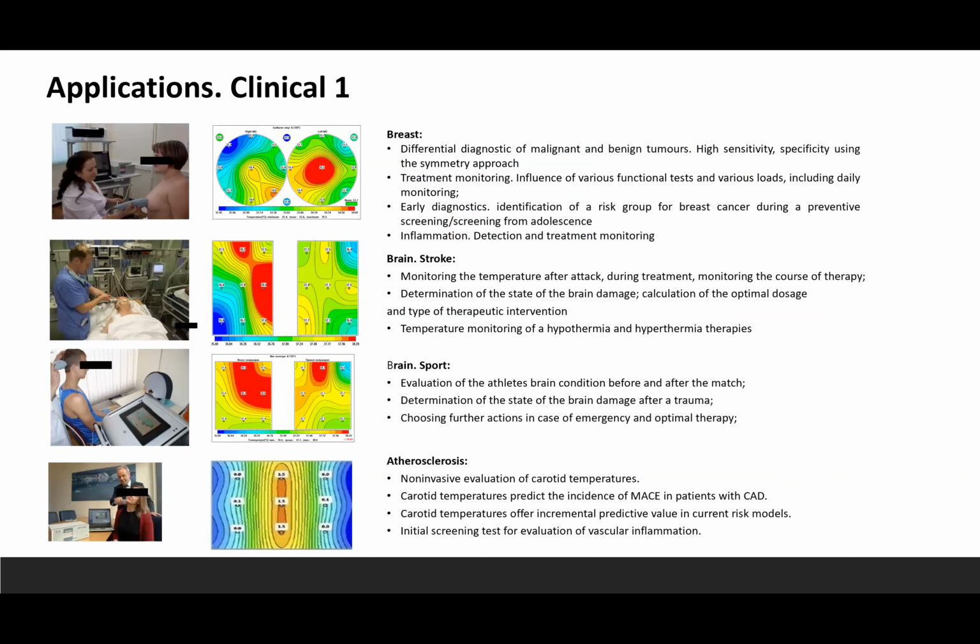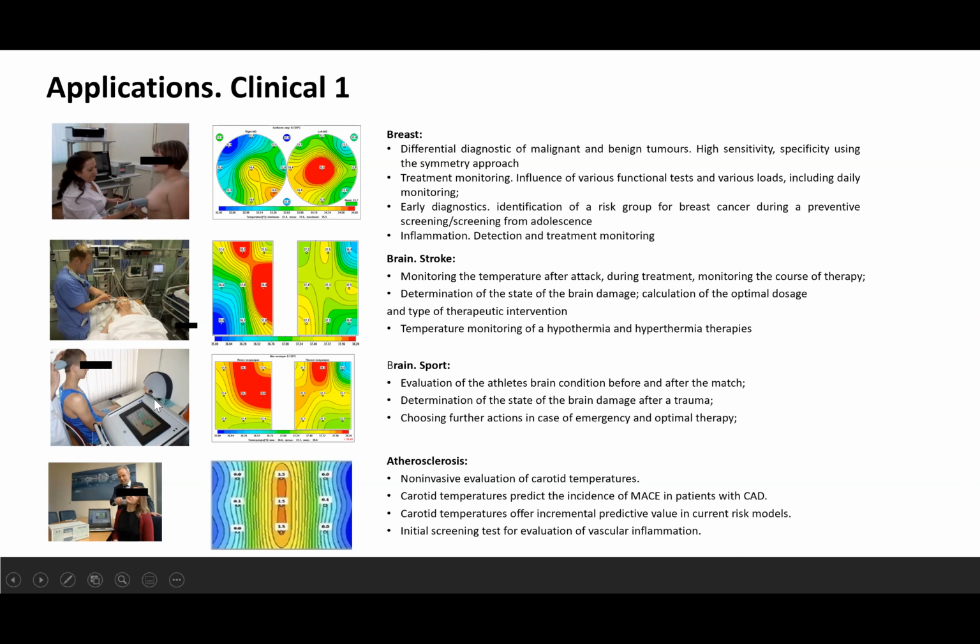So far we have applied it to different therapeutic areas, and as I've mentioned, it's for breast and other cancers. Differential diagnostics of malignant and benign tumors. We can monitor treatment, do earlier diagnostics, and of course we can detect inflammation as well. You could see these so-called thermograms, or visual representations of emissions from, in this case, the breast. Another application is stroke. We could monitor temperature after the attack during treatment, and we can determine the state of the brain damage. With the help of this device, we could calculate the optimal dosage and the type of therapeutic intervention.